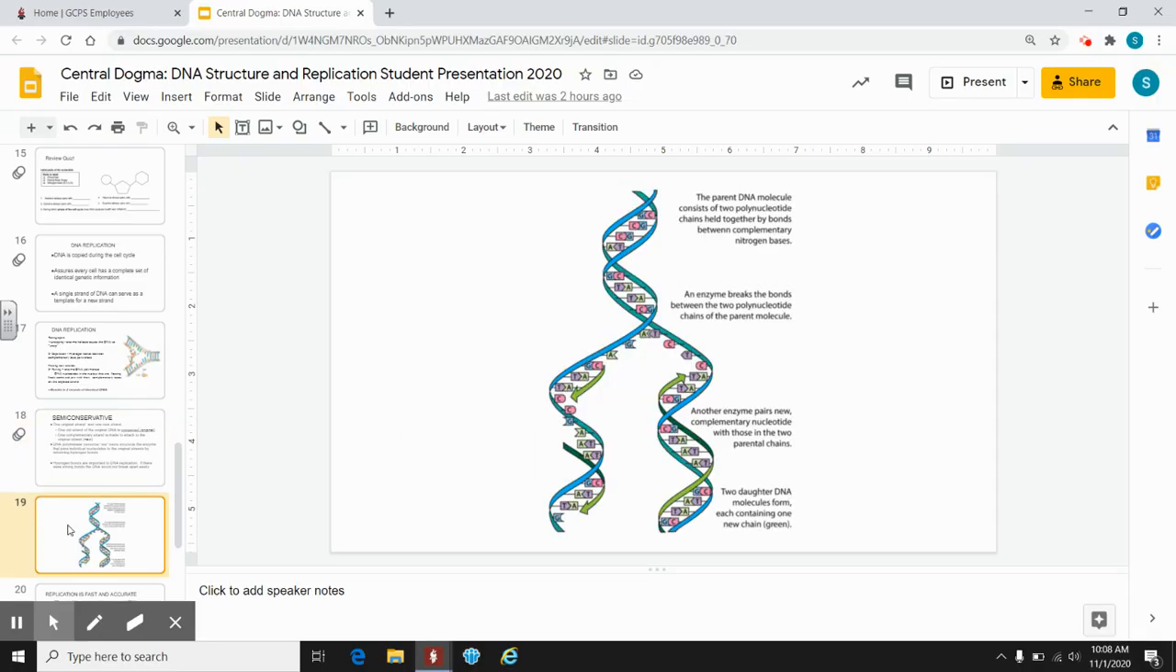So here's a summary of what it looks like, okay? So from the original, it's going to split open, new nucleotides are going to come in, it's going to unzip all the way to the end, and then you're going to have two split double helixes.